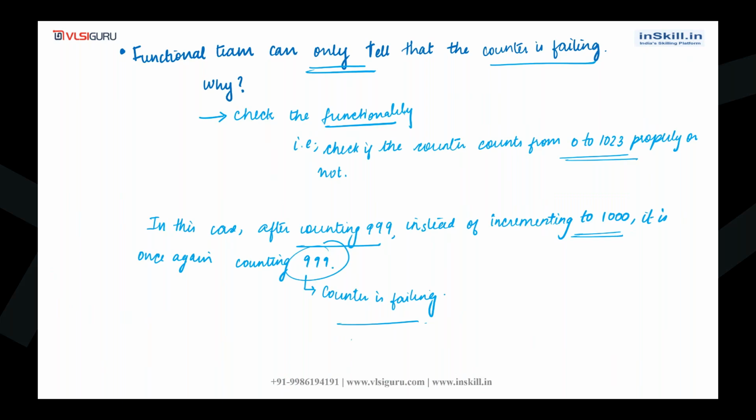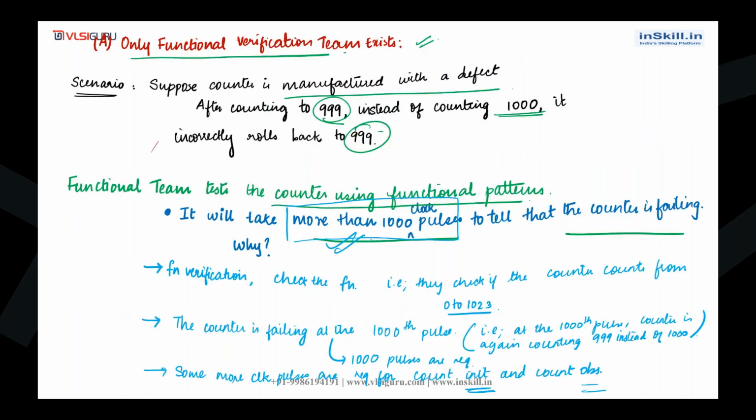So what is the scenario we are considering? Our design is a 10-bit counter with a counter initialization and a counter observation circuit. Suppose the counter is manufactured with a defect, so after counting 999, instead of incrementing to 1000, it once again counts 999. Now what will happen if only the functional verification team exists? If only the functional verification team exists, it will take more than 1000 clock pulses to tell that the counter is failing. And why? That is what I have explained here.